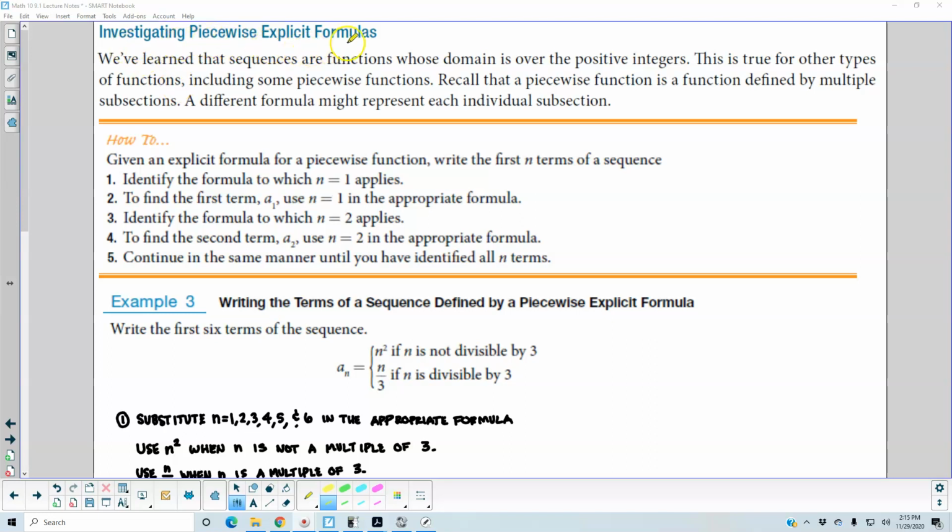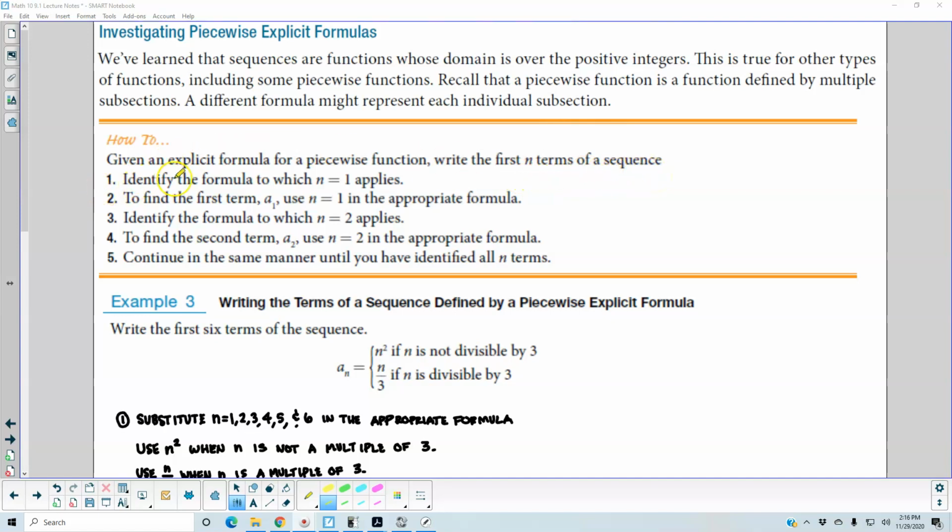Investigating piecewise explicit formulas. We've learned that sequences are functions whose domain is over the positive integers. This is true for other types of functions, including some piecewise functions. Recall that a piecewise function is a function defined by multiple subsections. A different formula might represent each individual subsection. Given an explicit formula for a piecewise function, write the first n terms of a sequence.